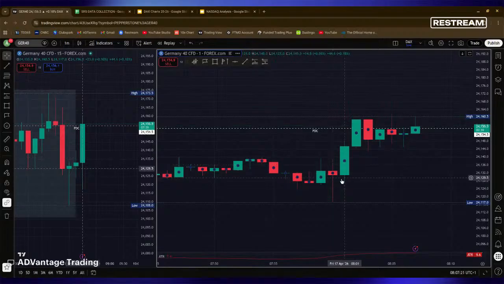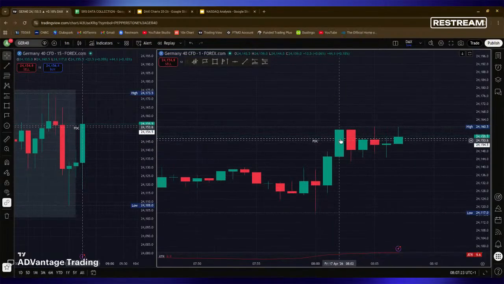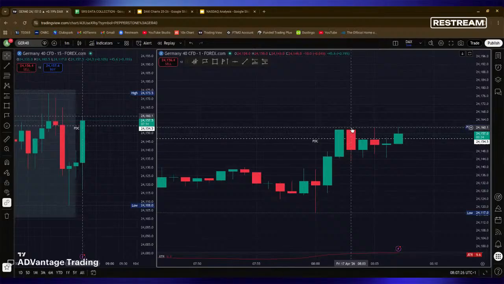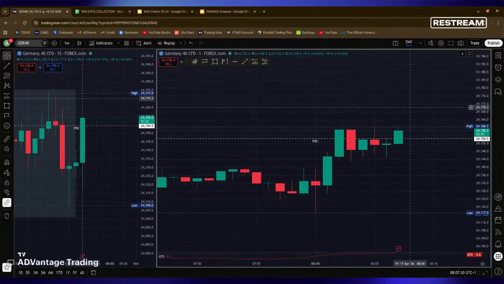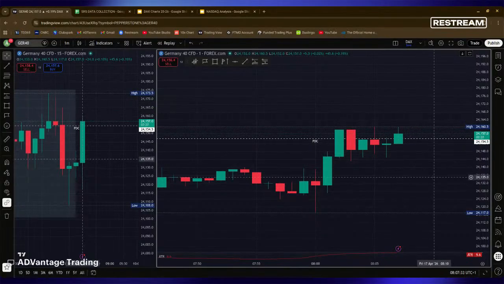So this is now a 1-minute chart. Market opened quite strong. Sellers came in here, prior bar high, and now buyers are coming to try and push the market to new highs for the session.